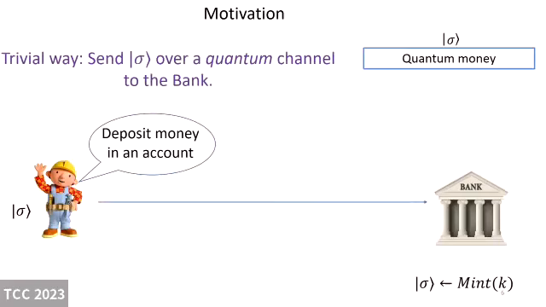One way is to just send this quantum state over a quantum channel, and then the bank can verify using the secret key, and if the verification passes, the bank can top up the account. But the problem is that the quantum channel with which Bob sends the state could have noise, and noise can be notoriously hard to deal with. So is there an easier way to do this, just by, let's say, sending classical bits?